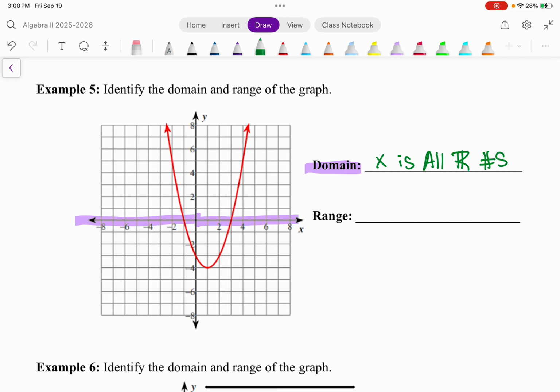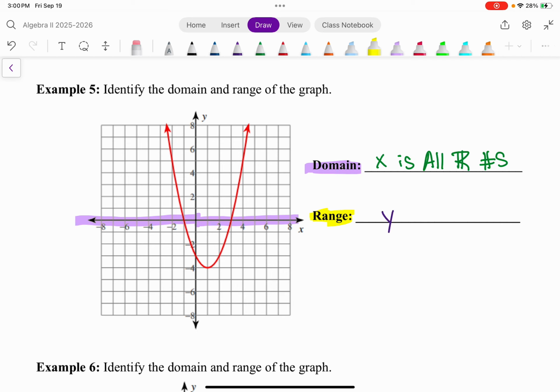And that's the same thing for our absolute value graphs. They continue on forever going left and right. So your domain, your x values, are going to be all real numbers. Range, on the other hand, this one was a bit of a struggle with our absolute value graphs. Remember, range is talking about your y values. So when you think range, you should think y.